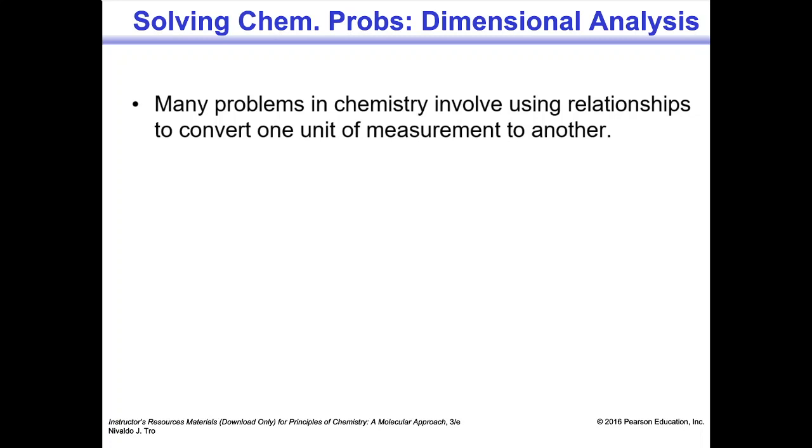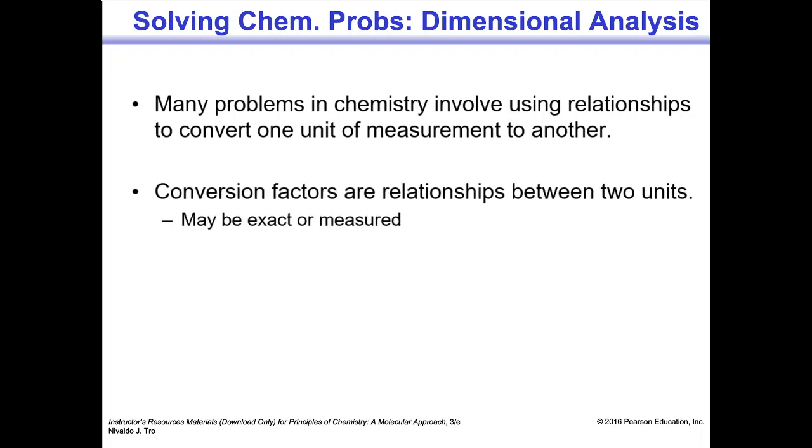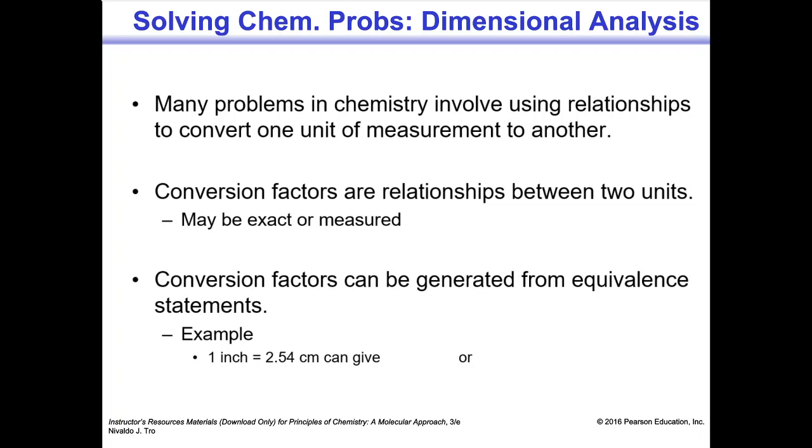Many problems in chemistry involve the relationships to convert one unit to another. So maybe you're converting from, I don't know, quarts to gallons or something like that. You can use dimensional analysis to do that. You're going to use conversion factors, which are the relationships between two units. These conversion factors can be based on, I need 1 mole of this and 2 moles of that for a reaction, or it can just be based on 1 inch is 2.54 centimeters. It just depends on what you're actually doing in the problem. And these can be exact or measured.